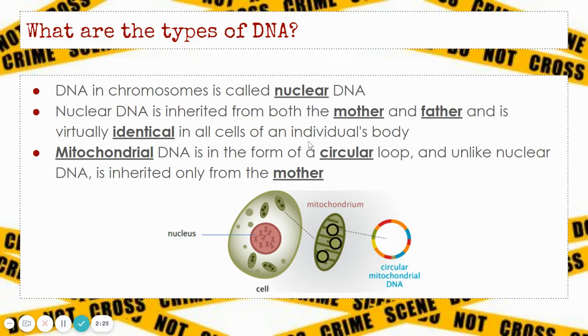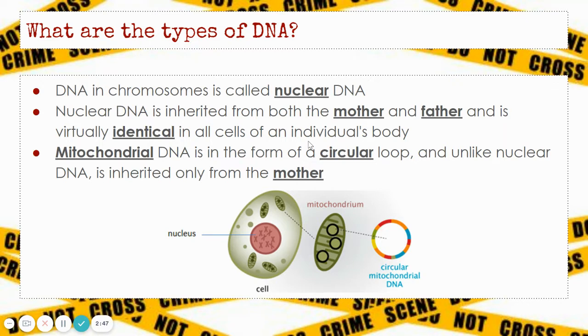There are two main types of DNA. DNA that's found in chromosomes is called nuclear DNA. Nuclear DNA is inherited from both the mother and the father and is virtually identical in all cells of an individual's body. So your DNA is a combination of your mother and your father's. Pretty much all of your cells have the exact same version of that DNA.